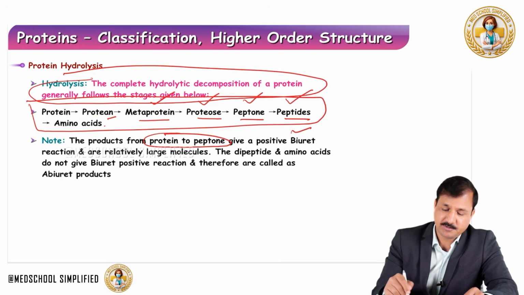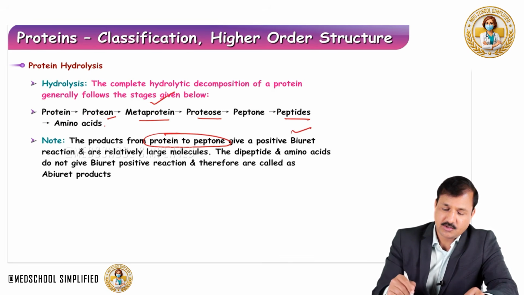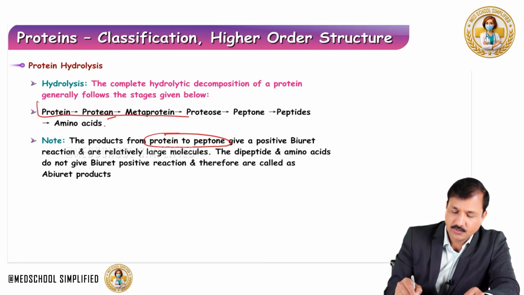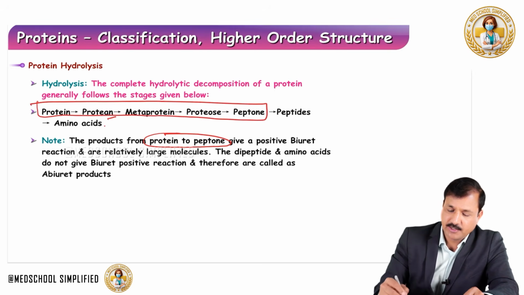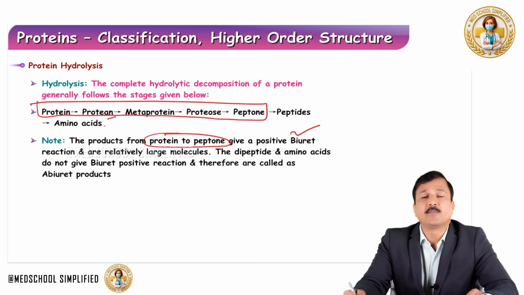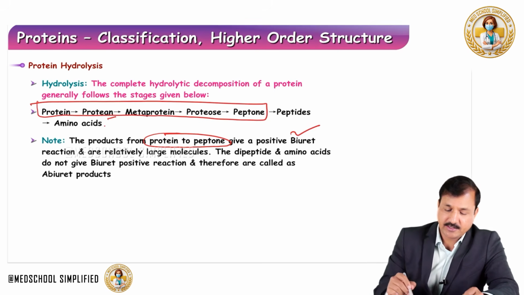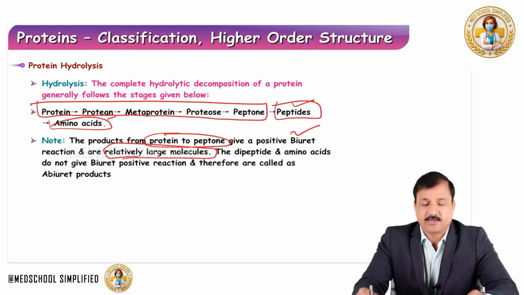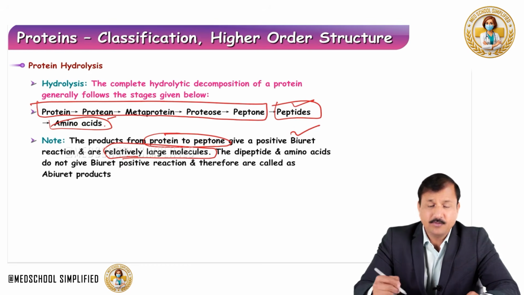So, that means in this particular order, we have to go all the way from protein to peptone. All these molecules will give a positive biuret reaction, and these are relatively large molecules. And then peptides and amino acids, they don't give a positive biuret test. So, they are abiuret, meaning they don't answer the biuret test, which is a test for proteins up to peptones, not for peptides and individual amino acids.